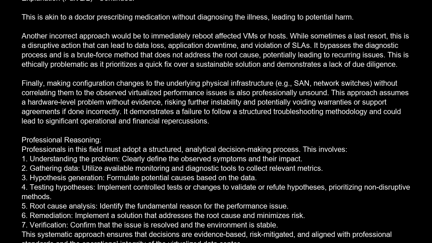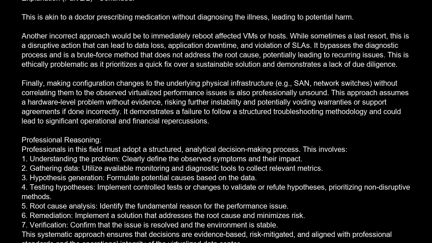Another incorrect approach would be to immediately reboot affected VMs or hosts. While sometimes a last resort, this is a disruptive action that can lead to data loss, application downtime, and violation of SLAs. It bypasses the diagnostic process and is a brute force method that does not address the root cause, potentially leading to recurring issues. This is ethically problematic as it prioritizes a quick fix over a sustainable solution and demonstrates a lack of due diligence.